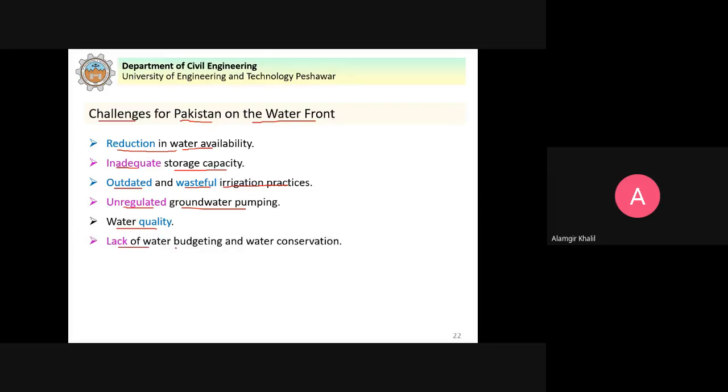Lack of water budgeting and water conservation. The water that is available and the water that is used for different purposes, we should have a good water budget for everything. How much quantity of water is available and how much quantity of water is used for domestic purposes, for industrial purposes, for agriculture purposes. And lack of water conservation. The different water saving strategies that we can use to save the water. So we have lack of water conservation.